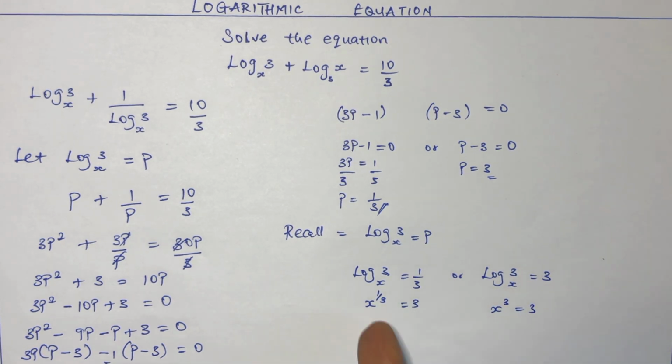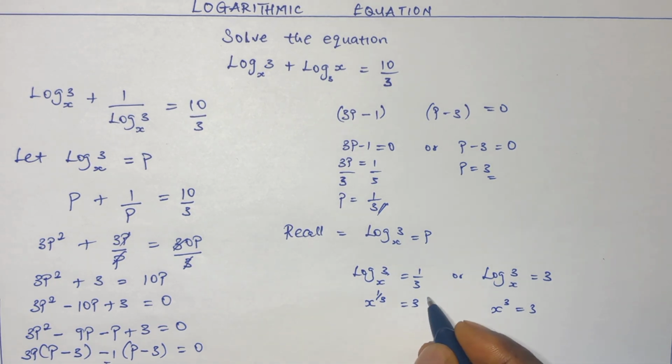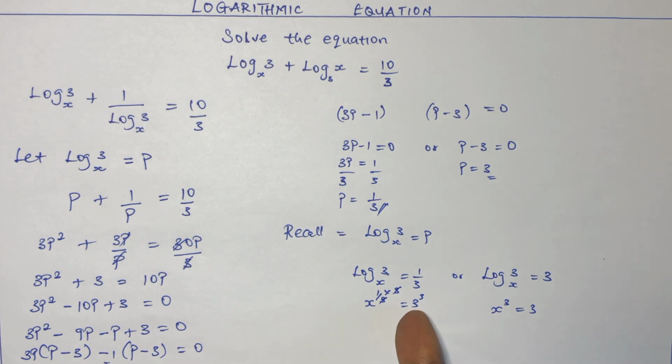So we want to make x stand alone. So we are going to multiply the power by 3. Now, if we multiply 3, 3 is going to cancel 3. Then x will stand alone. And then we'll also multiply by the power of 3 here. So x will be equal to 3 raised to power of 3, which will give us 27 for x.